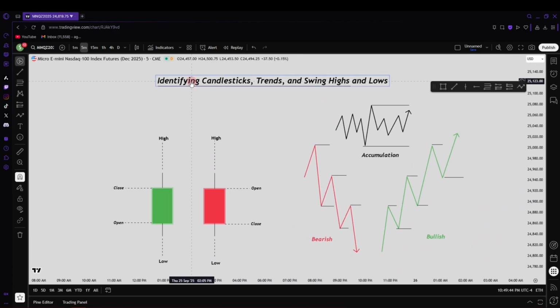On candlesticks, trends, swing highs, and swing lows.